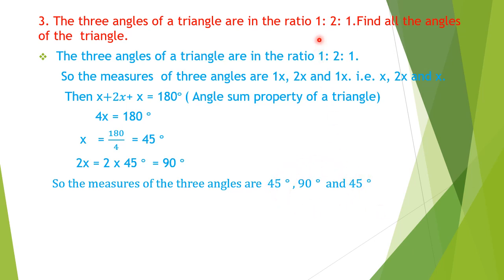And you know the ratio is given as 1:2. That is, the second angle is double the first angle. See here, 90 degrees is double 45. So we can understand that our answer is correct. Okay children.